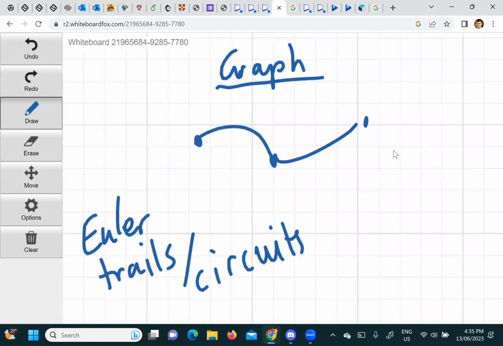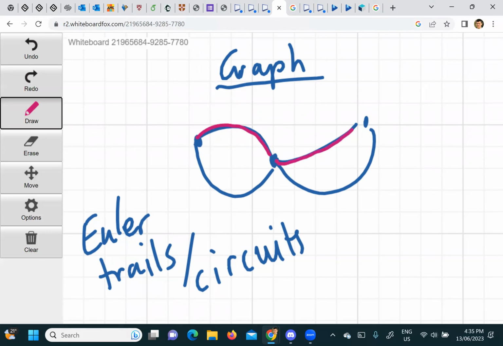By definition, it means that you can find a way. So let's say that's the graph. You can sequence the edges so that you're going around the graph, but you're only visiting each edge exactly once. So this could be like 1, 2, 3, 4. That's an Euler circuit if it starts and ends at the same point, and a trail is if it might not start or end at the same point.